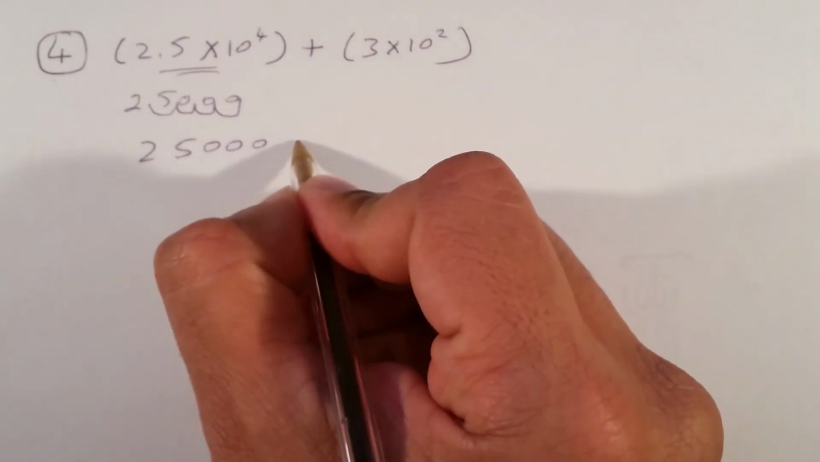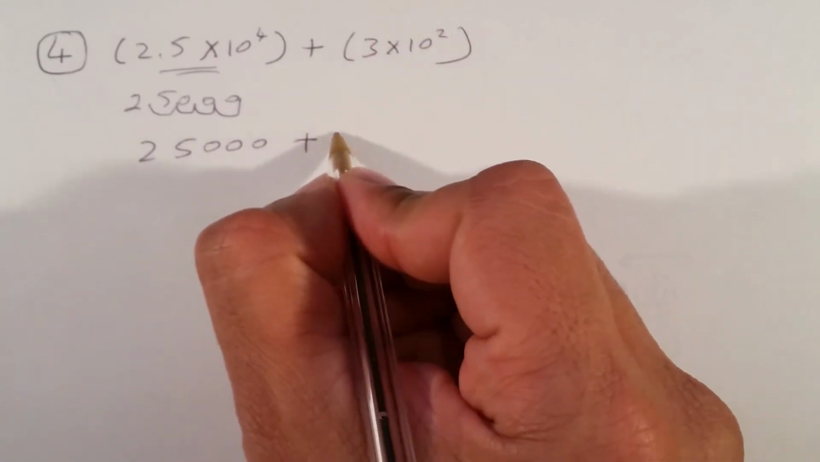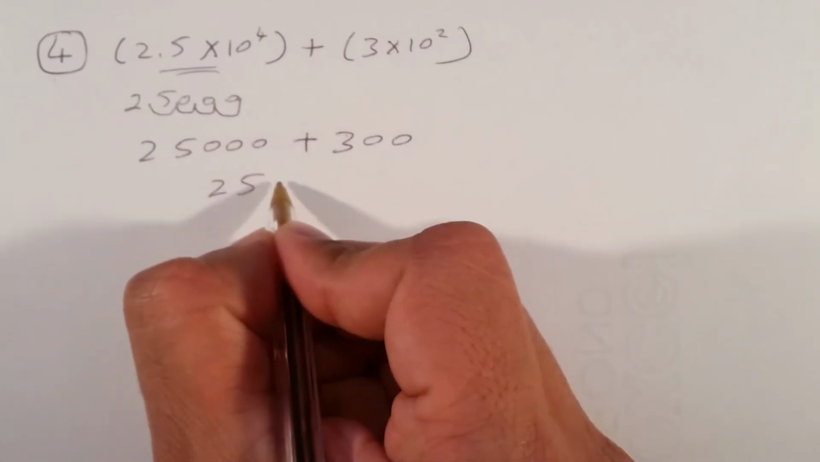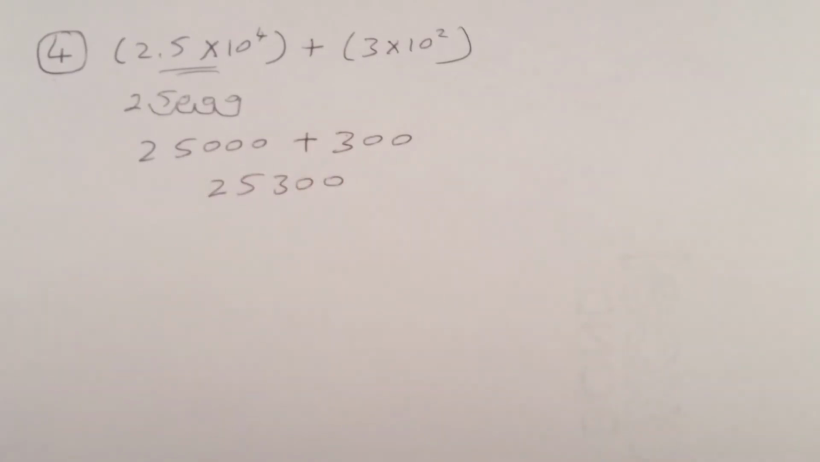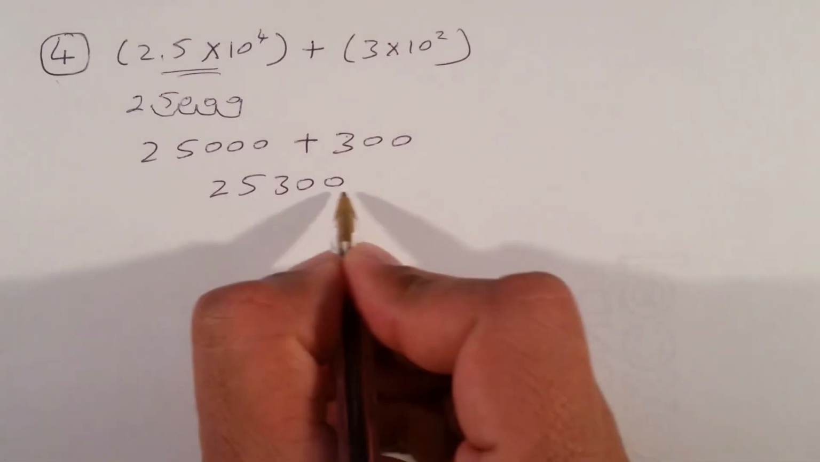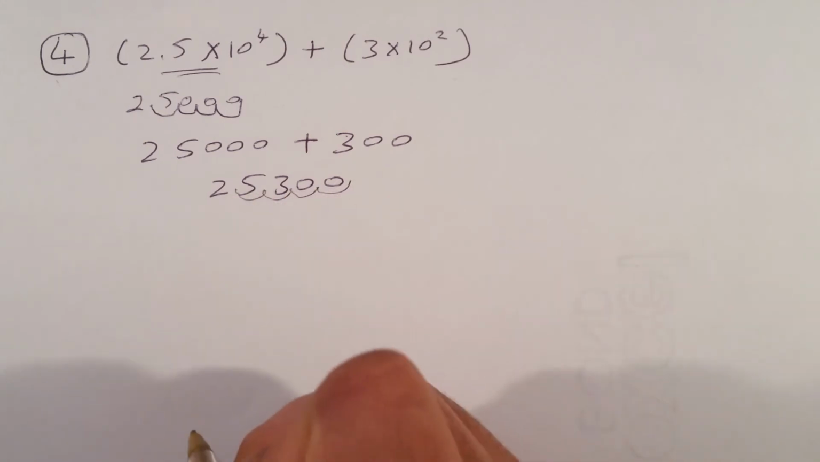So the first bit is 25,000, plus this is 300. That's simple. Add them and that becomes 25,300. Now this is not standard form. We have to change this back to standard form, which means the decimal goes after one number, as you know. So 1, 2, 3, fourth step.